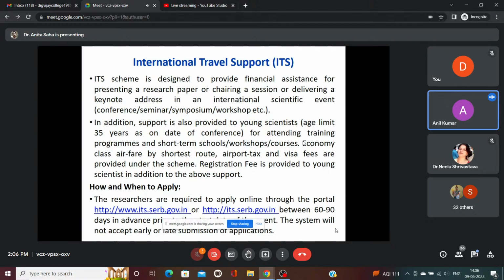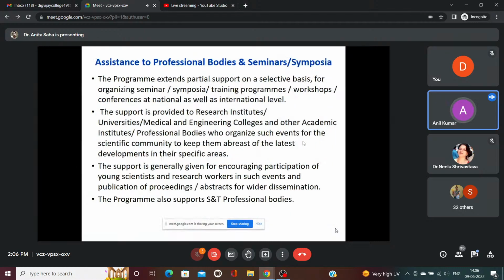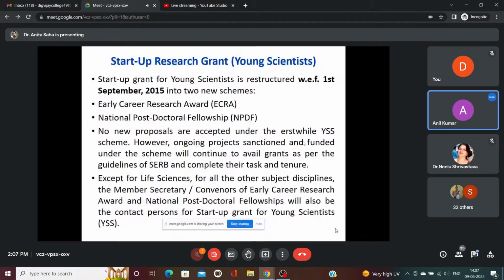So if you are planning to visit a foreign country, particularly to participate in any symposium, seminar, or other activities, you can apply directly to the DST, DBT, CSIR, UGC, and other funding agencies. All funding agencies are supporting your travel grant, registration cost, etc. Next, assistance to professional bodies and so on. Next, please.